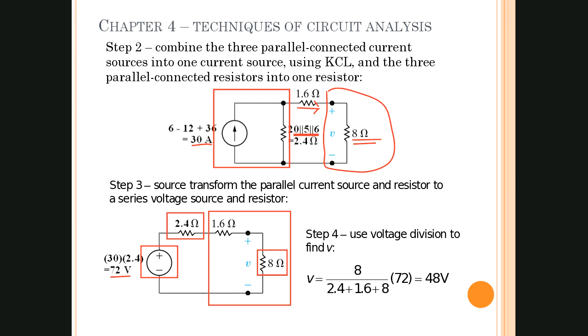And so step 4 says use voltage division to find V across 8. So voltage across the 8 ohm resistor, we use voltage division right down here, and we end up with 48 volts, and that should be some simple algebra.